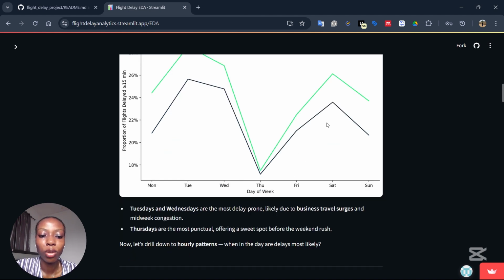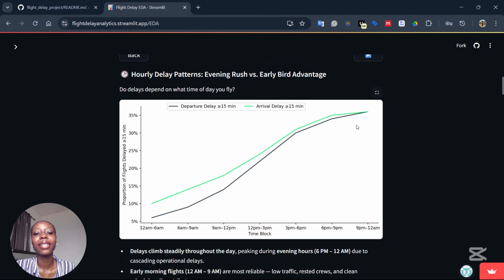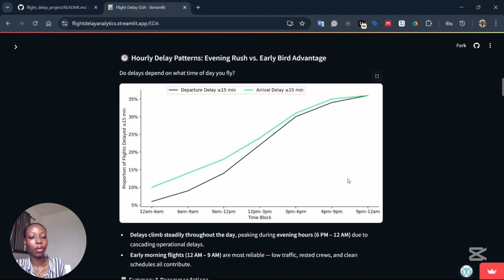So now let's drill down to hourly patterns. When in the day are delays most likely, you would ask? We can see a steady climb in delay rates throughout the day, peaking during evening hours from 6 p.m. to 12 a.m. So this tells us that early morning flights are the most reliable. From 12 a.m. to 9 a.m., flights experience the least delay, and this is probably due to low traffic, rested crews, and clean schedules that all contribute.